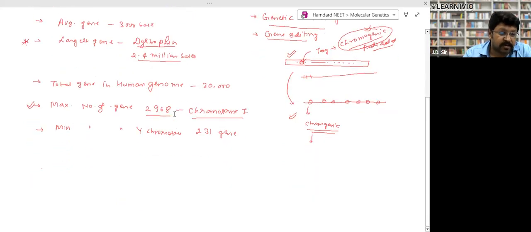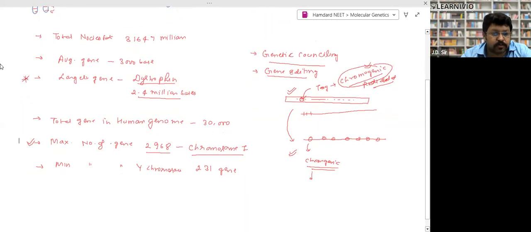Next, the total number of genes in the human genome is 30,000. Even this question has been asked. The maximum number of genes, 2,964, is found in chromosome number 1. Next concept has also been asked. The minimum number of genes is found in the Y chromosome. They are only 231, right? Got it?